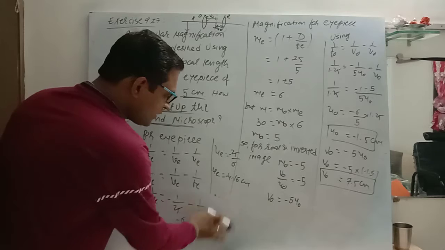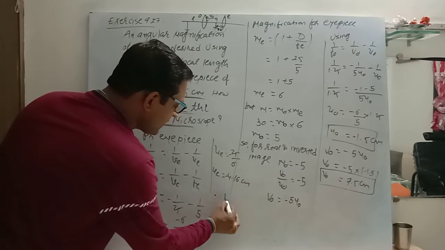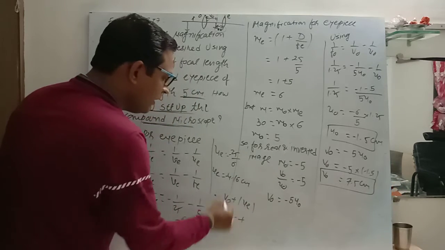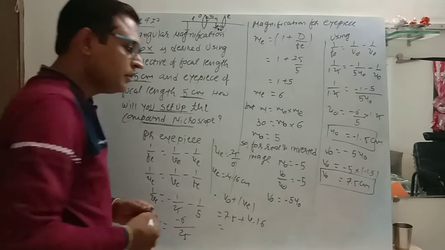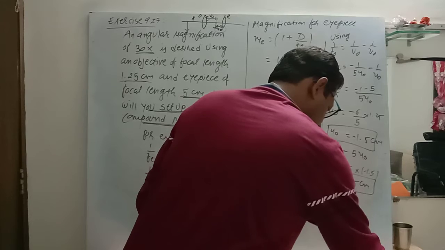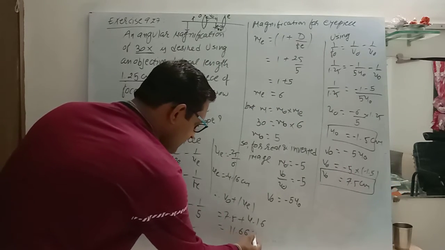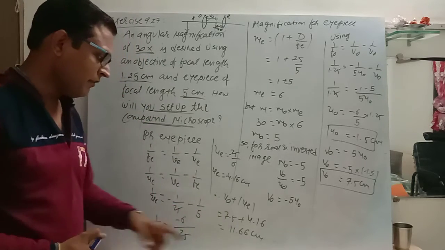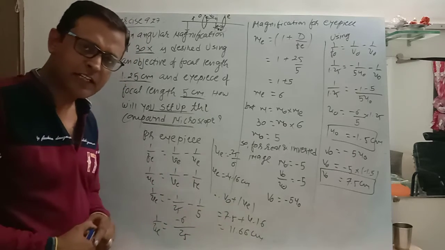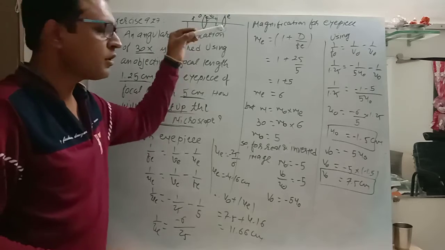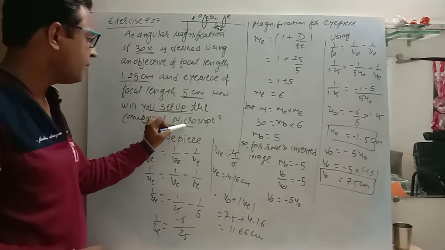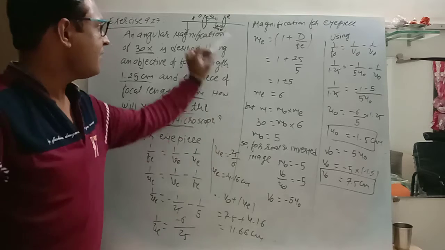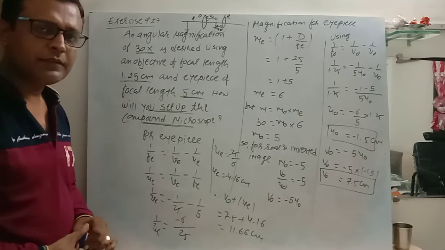Therefore the distance between objective and eyepiece that is VO plus UE. तो VO हमारा हुआ 7.5 प्लस 4.16, that is 11.66 सेंटीमीटर. तो अगर हम दोनों लेंस का बीच का डिस्टेंस 11.66 otherwise 11.7 सेंटीमीटर बोल दे, then हमारा जो भी माइक्रोस्कोप है वो बिल्डअप हो जाएगा. बोला है कि how will you set up the compound microscope. तो कंपाउंड माइक्रोस्कोप ये दो डिस्टेंस है 11.7 सेंटीमीटर, इन दोनों के बीच का, तब सेटअप होगा.